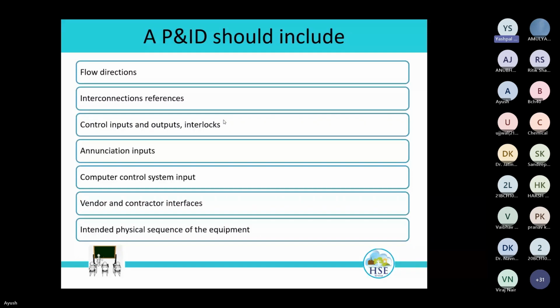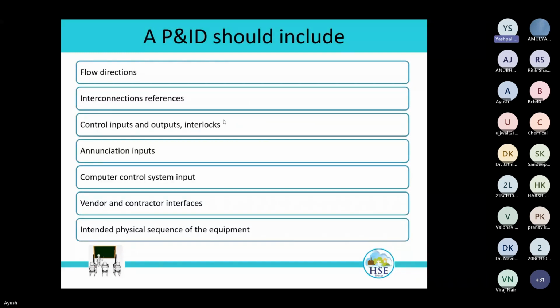Initiation inputs also, of course, we can provide through the P&IDs. Computer control system inputs: nowadays we are using complete control systems like a SCADA system, or different systems. You will find different names; SCADA is one of the trade names of a company providing control systems. There our computer is operating the systems, so that also can be defined through P&IDs.